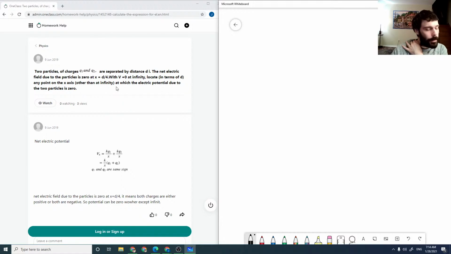Okay, so here we've got two particles, Q1 and Q2, separated by a distance d. I'm assuming it's along the x direction, and I'm assuming that this is my x equals 0. And so they give me that my potential is 0 at x equals d over 4.